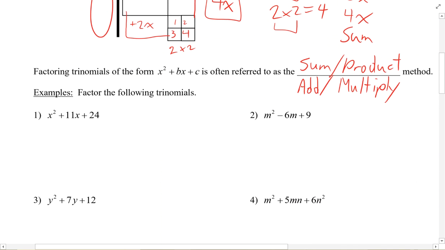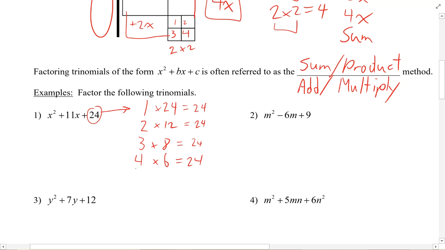So what we're looking at here is 24. What are the possible combinations that we can arrange to get 24 tiles? Well, we can have a 1 by 24 arrangement, or a 2 by 12 arrangement, or a 3 by 8 arrangement, or a 4 by 6 arrangement. All of these would give us 24 tiles when you multiply them together. So really what I'm looking at here are the different factors of 24.